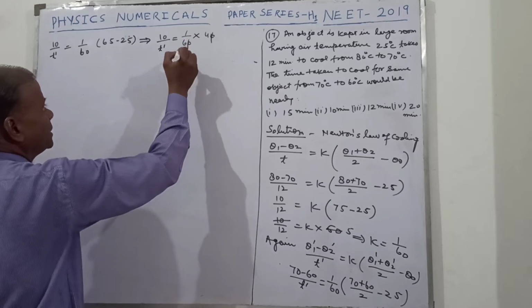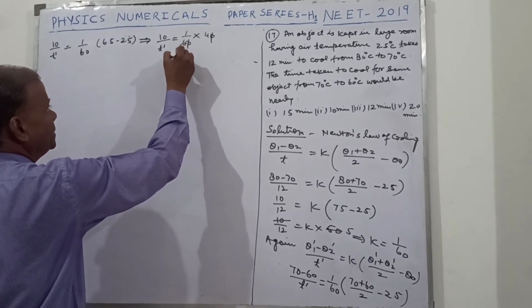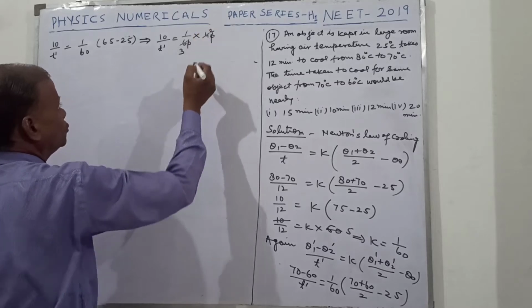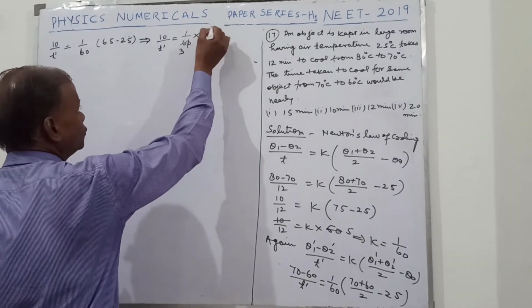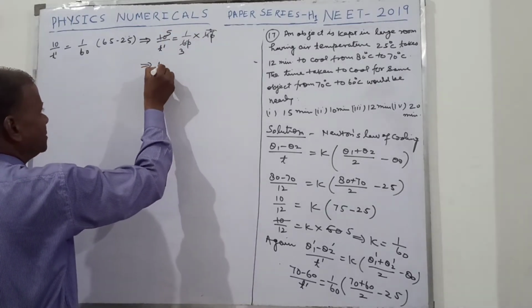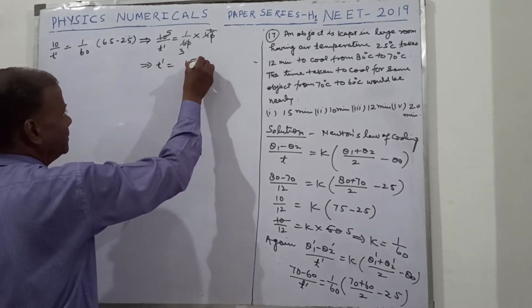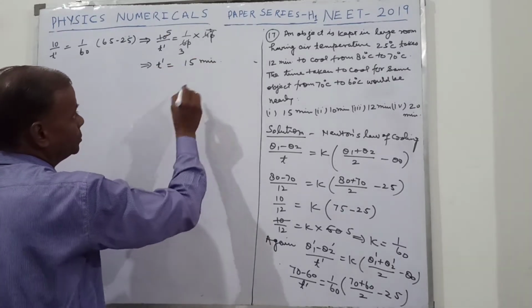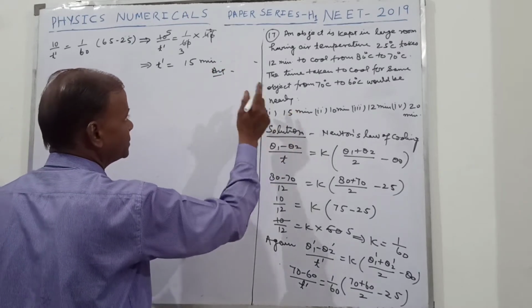Now this 0 will cancel, and this by 3 and this by 2, and this 2 cancels, this by 5. So here we get t dash equal to 3 into 5, 15 minutes. So our answer must be what? This is now the first answer.